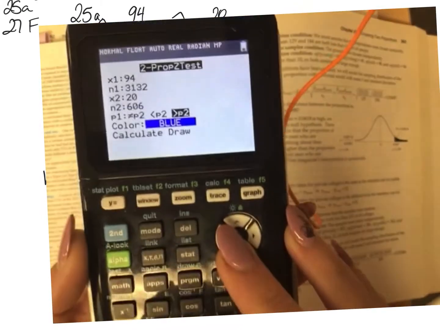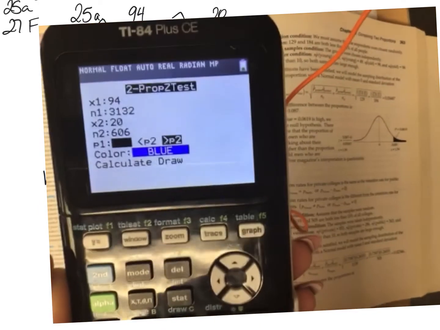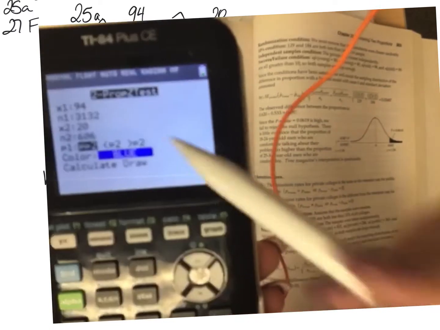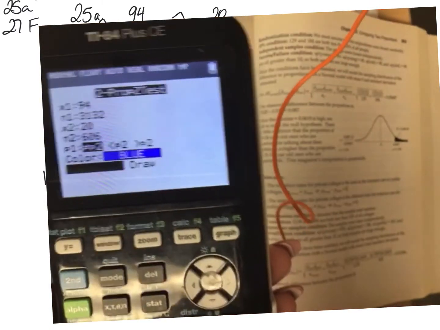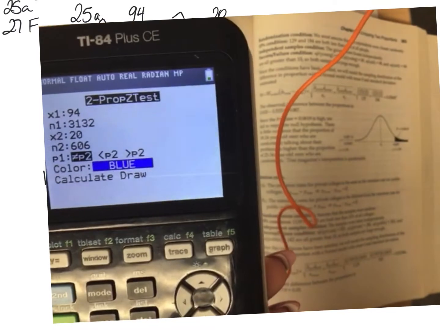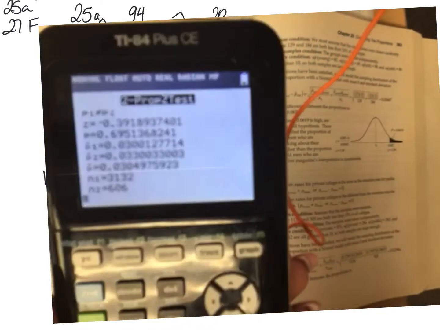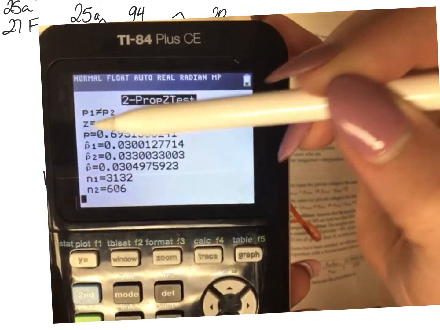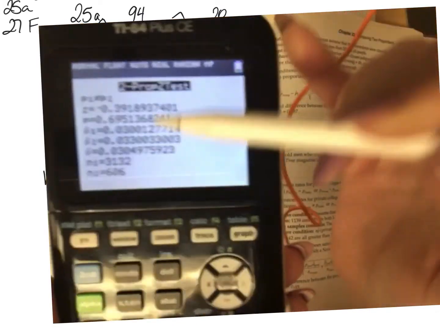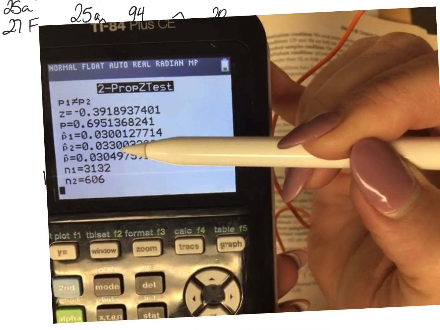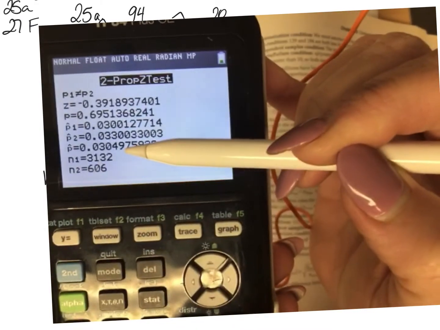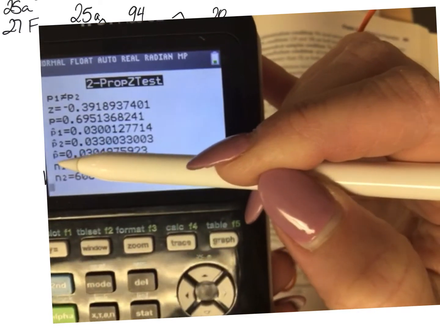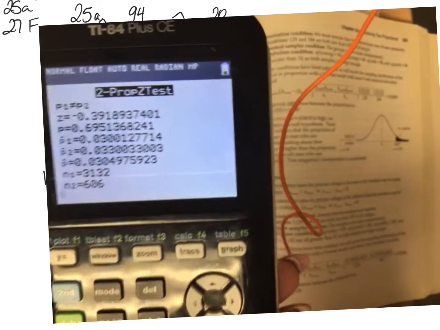And then my alternative hypothesis, we're selecting here where it says p1 not equal to p2. So it's not equal to, less than, or greater than. And then we hit calculate. And look at that beautiful magic. My z-score is negative 0.39. My p-value is 0.695. It tells you what my p hat 1 and p hat 2 are. It tells you what p hat pooled is. That's what this p is. P hat with nothing under it is your p hat pooled, and it gives you your n's.